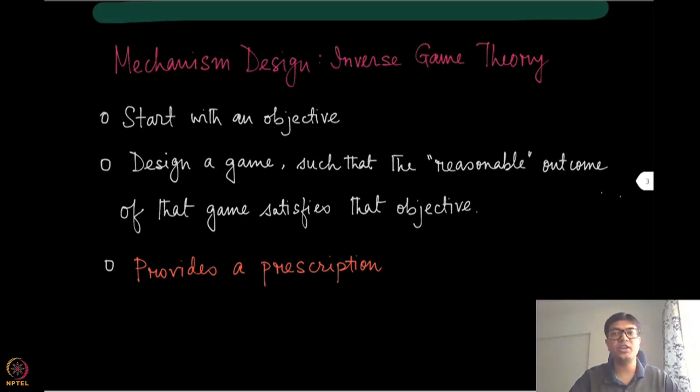We started with an objective to do a fair division, and we designed the game, and this mechanism is essentially that designed game which gave you the desirable or the reasonable outcome, in this case the fair division outcome, as the equilibrium, and nobody will like to deviate from it. So this is essentially giving you a prescription. So this is why it is called the prescriptive approach, mechanism design.